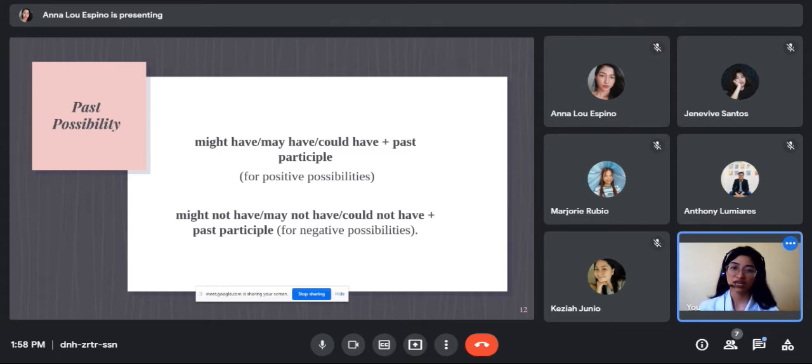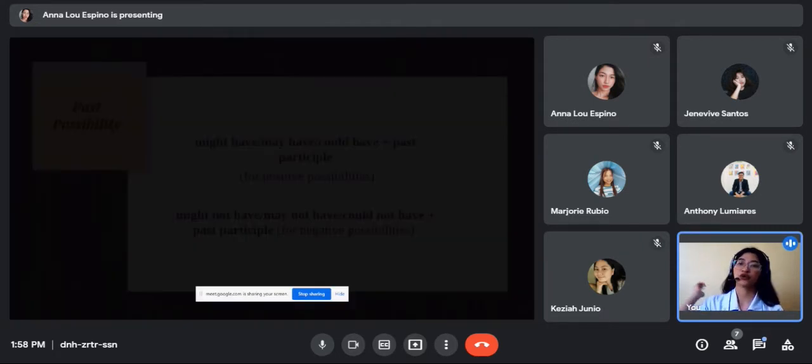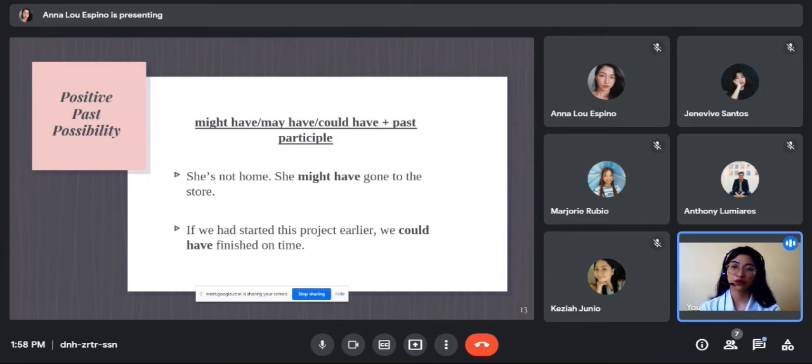Okay, so let me give you examples for you to get it more. So for positive past possibility, she's not home. She might have gone to the store. So might for possibility, meaning there is a possibility, followed by the word have and the past participle of go, which is gone, right? Okay, next. Yes, ma'am. Okay, very good. Thank you. Next, if we had started this project earlier, we could have finished on time. So again, the modal for possibility used is could, followed by the word have. So it became could have, and followed by the past participle finished, right?